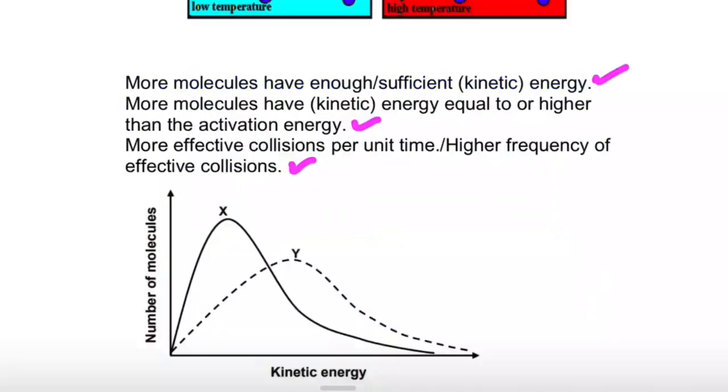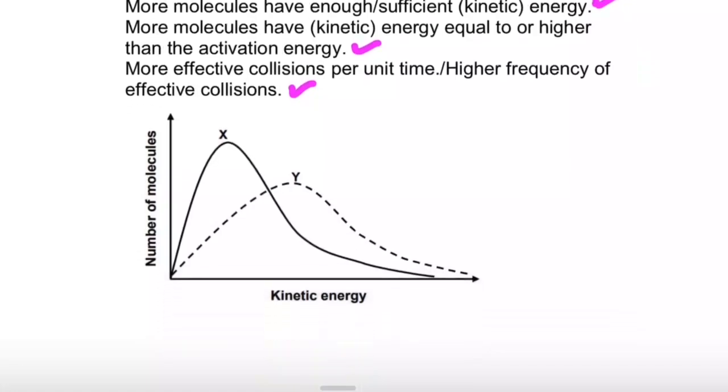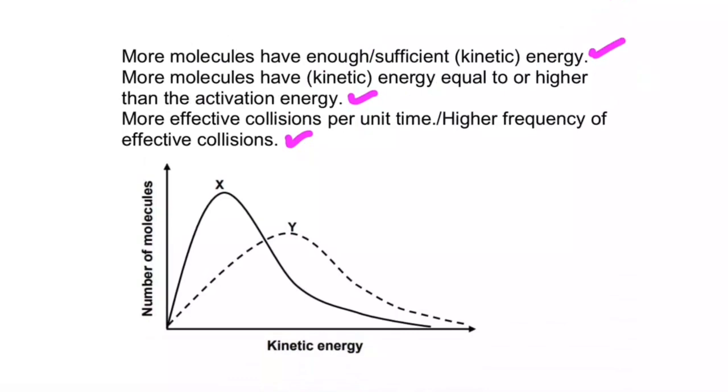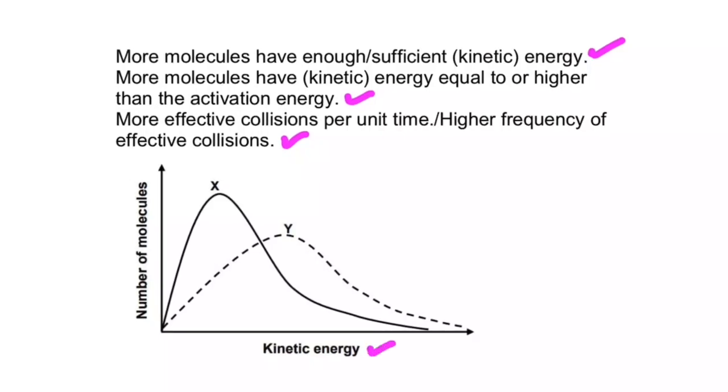Okay, and then the graph that we're seeing in front of us, what is that all about? This graph is the Maxwell-Boltzmann distribution curve. It shows you the kinetic energy on the x-axis and the number of molecules on the y-axis, right? This is what the distribution of energies looks like throughout the molecules in a substance. But take a look at this. When we increase the temperature, we get this graph that is represented by y.